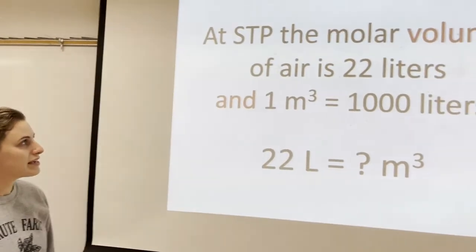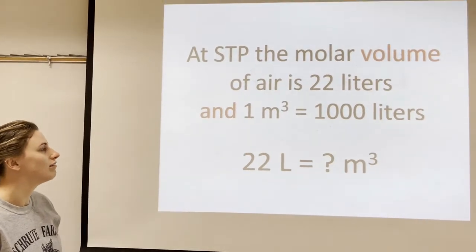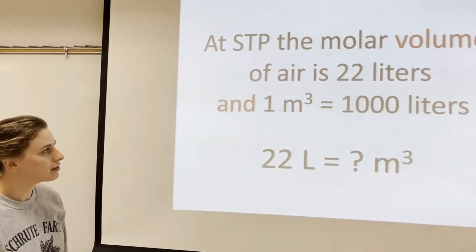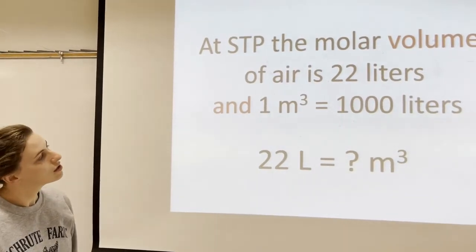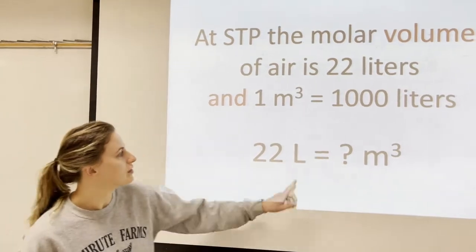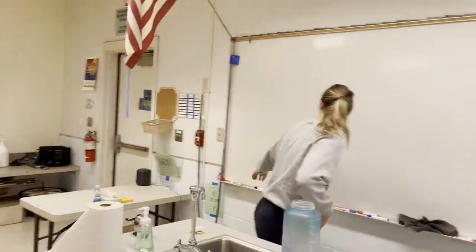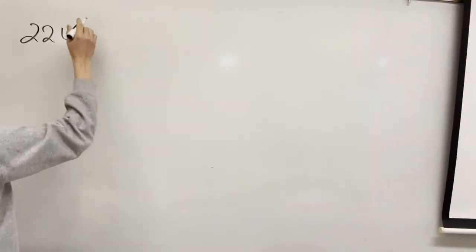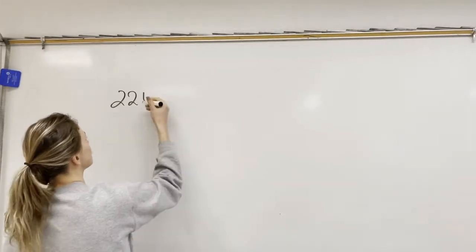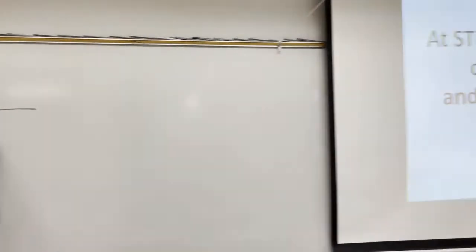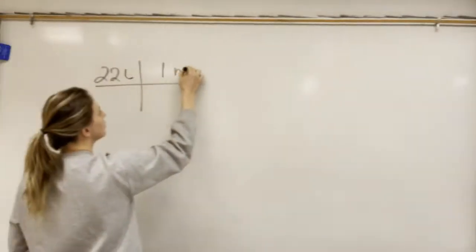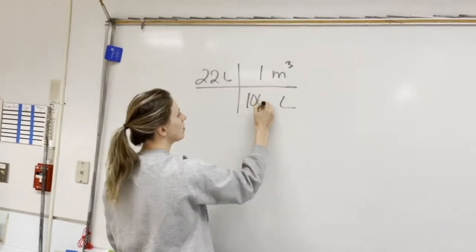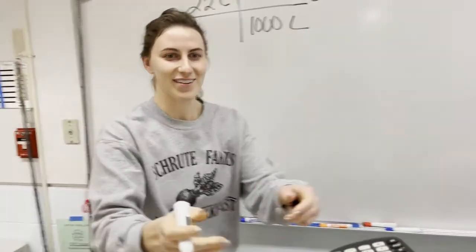So at STP, the molar volume of air is 22 liters, and 1 cubic meter is that many liters. So how many cubic meters are in 22 liters? Let's do this. 22 liters. That's what we're trying to figure out. And we're trying to go to cubic meters. 1 cubic meter, so how many liters are in there? 1,000.